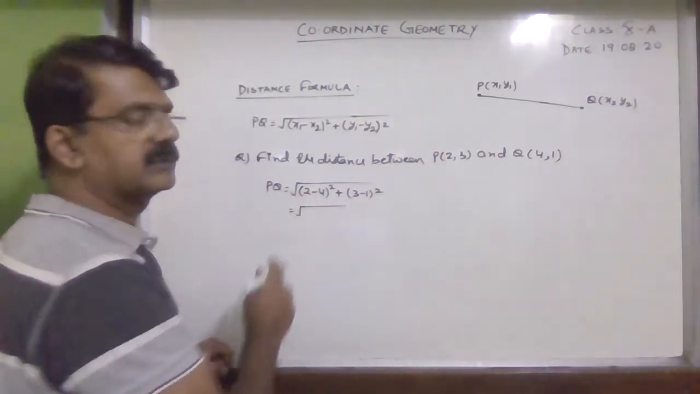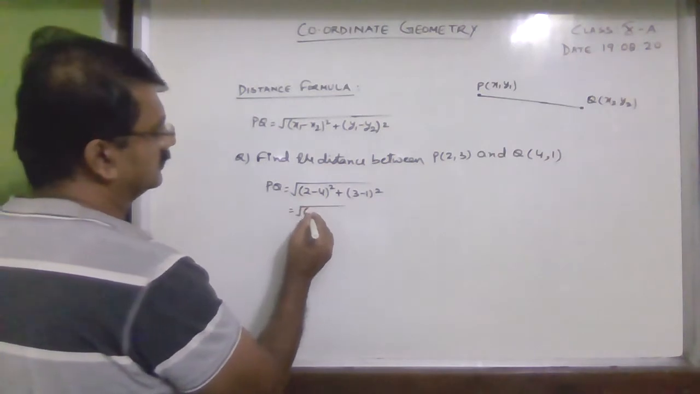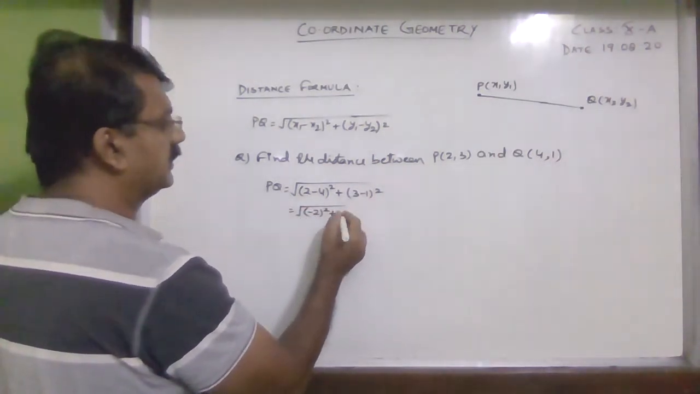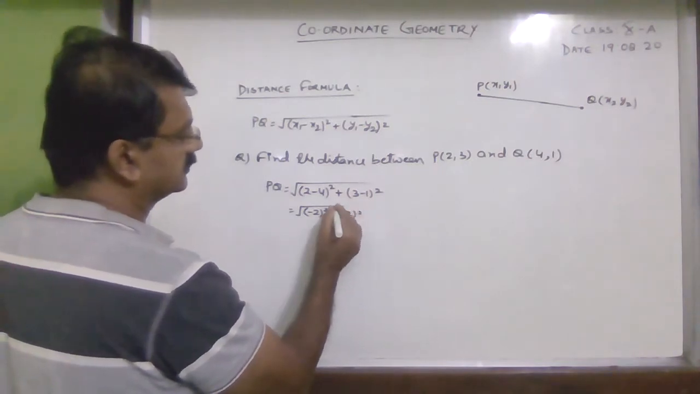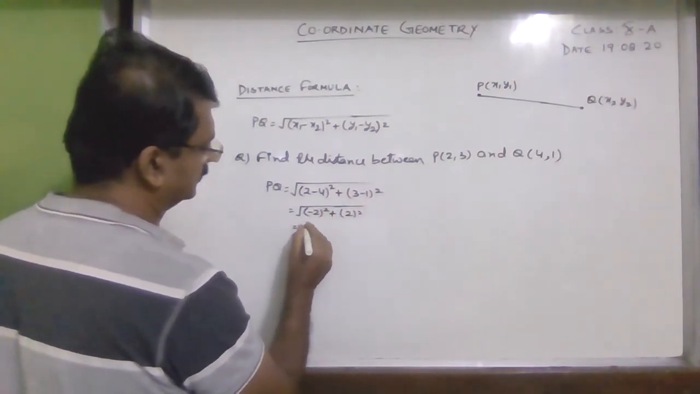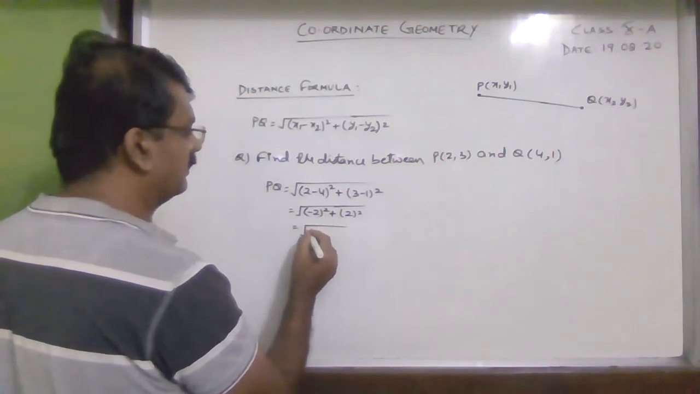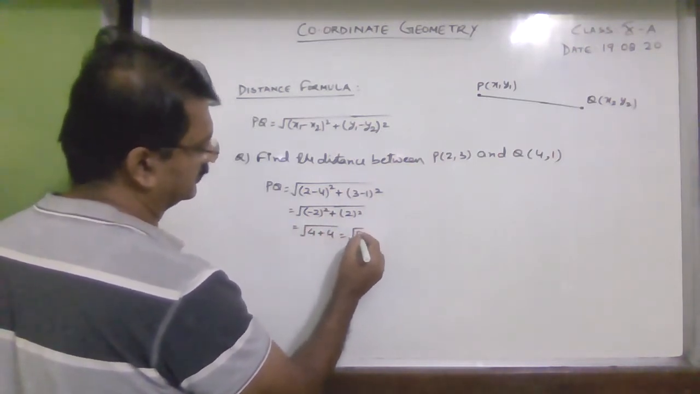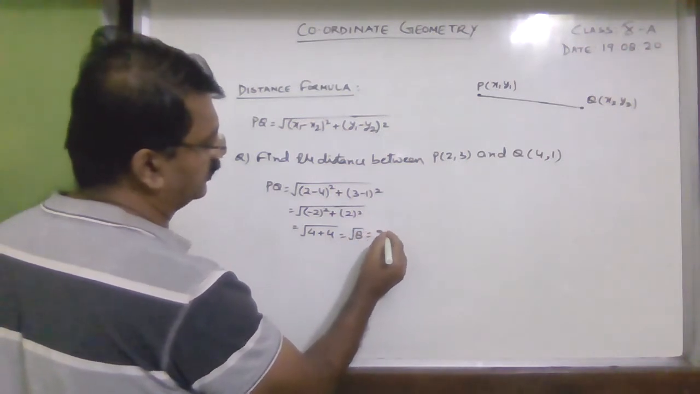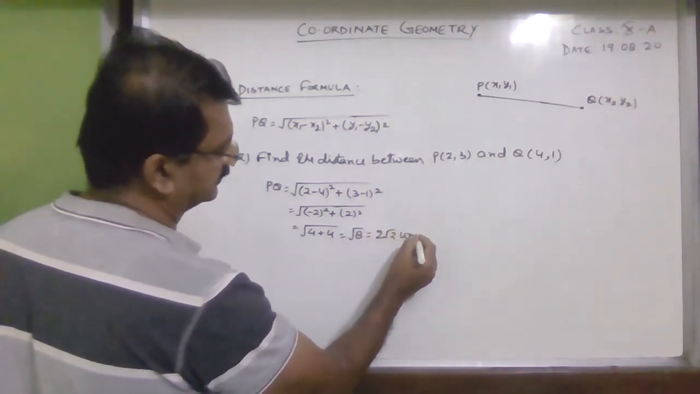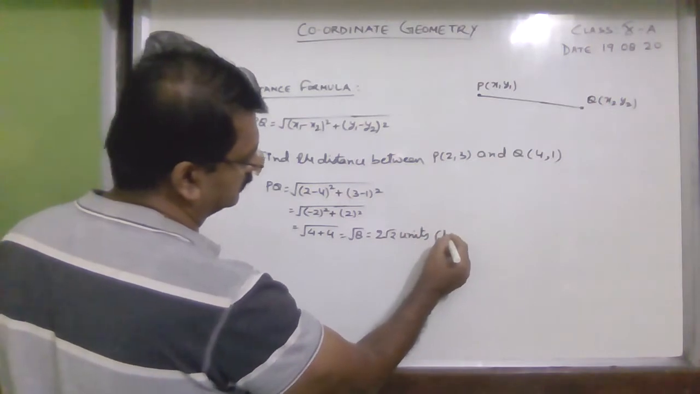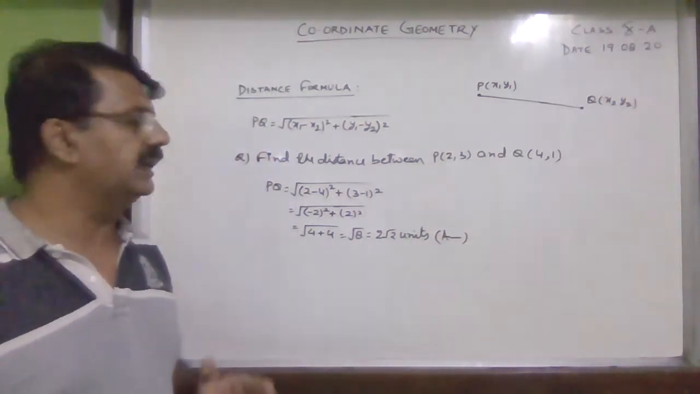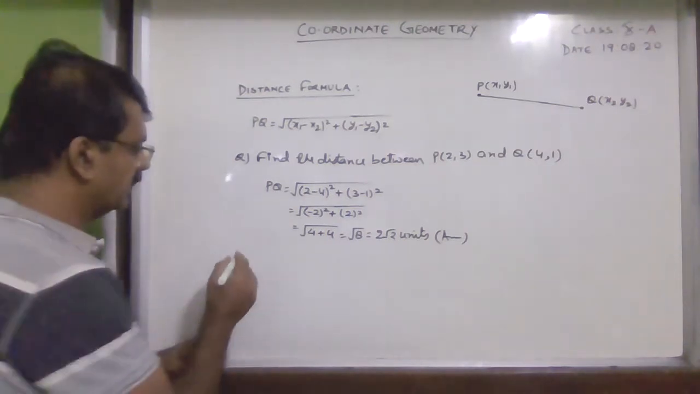Now you know 2 minus 4 will be minus 2 and 3 minus 1 will be 2, and now minus 2 square will be 4 and 2 square will also be 4, so it is root 8, or you can say 2 root 2 units. That is the distance between P and Q. Now one more example.